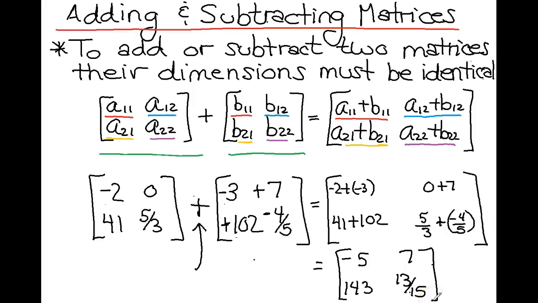Now your matrix doesn't have to be a 2 by 2. The only rule here is that your two matrices have to have identical sizes. They don't even have to be square matrices. You could add a 2 by 3 matrix to a 2 by 3 matrix. You could add a 3 by 1 matrix to another 3 by 1 matrix. The only requirement is that they must have identical dimensions.